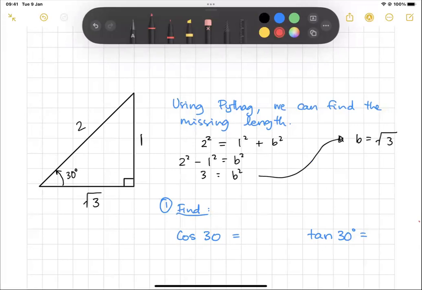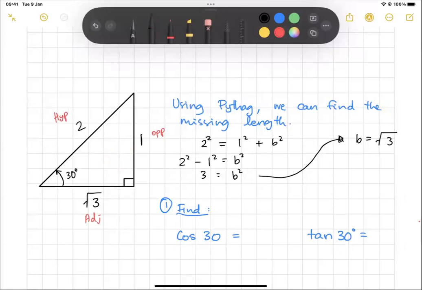Now let's use that SOHCAHTOA, which we already know, right? This is the opposite side, this is the hypotenuse, and this is my adjacent side. Okay, now we've got a really nice triangle with all its values and all its side lengths. So let's do this then, okay?